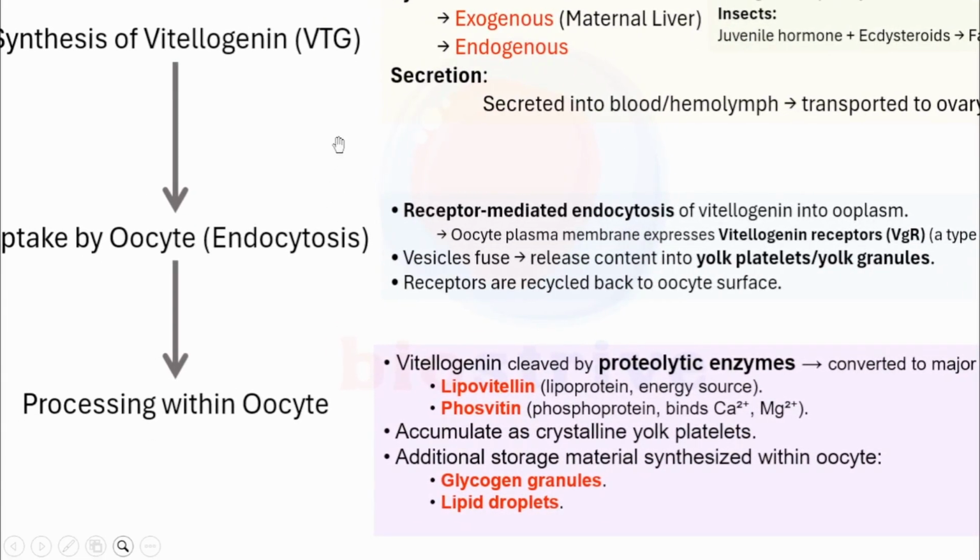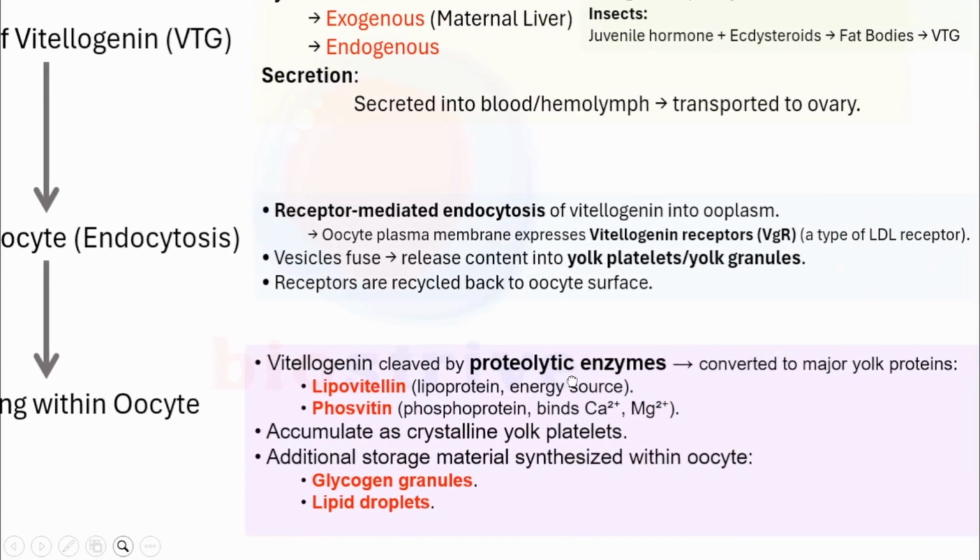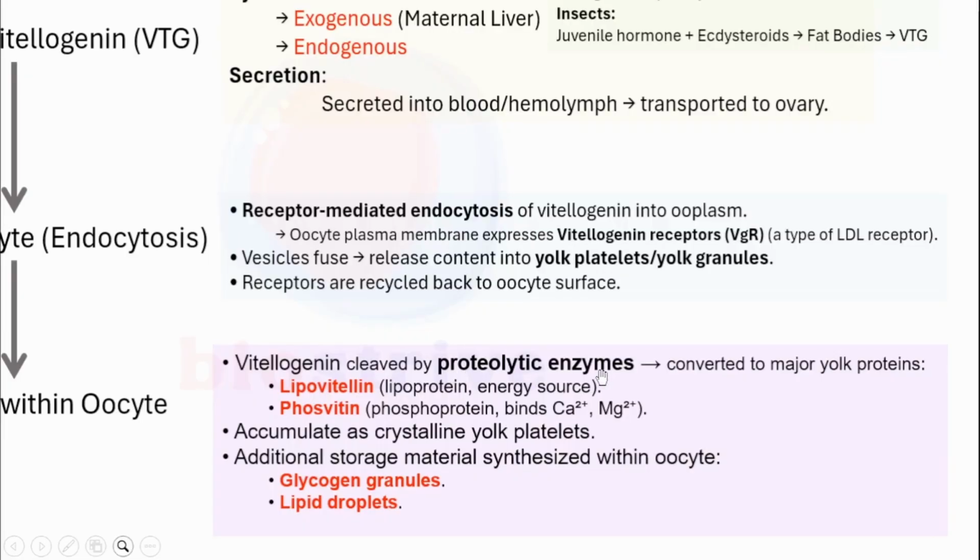Then the processing takes place within the oocyte. This vitellogenin is cleaved by some proteolytic enzymes and converted to major yolk proteins like lipovitellin or phosvitin. Lipovitellin, if you know, is a lipoprotein and it acts as the main energy source. Phosvitin is a phosphoprotein and it binds to ions like calcium and magnesium.